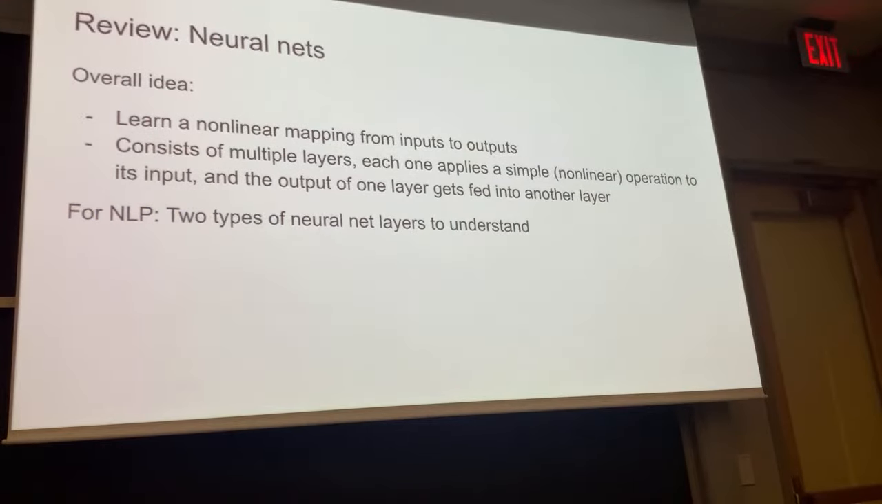So for NLP, there are two types of neural net layers to understand. The first is fully connected layers, which is the most basic type of neural net layer. But you want to know what's going on there, because the fully connected layer is a component of the transformer layer, which is the core unit of language models. And if you were here previously, you also got a preview of transformers, which is really good.